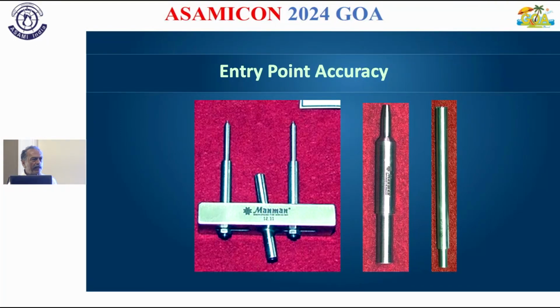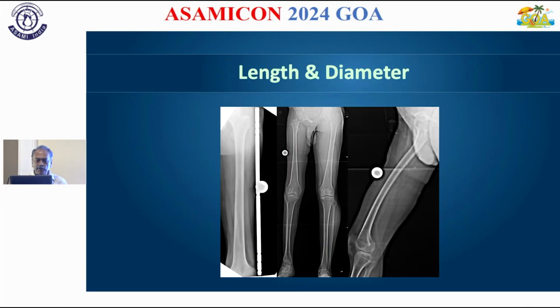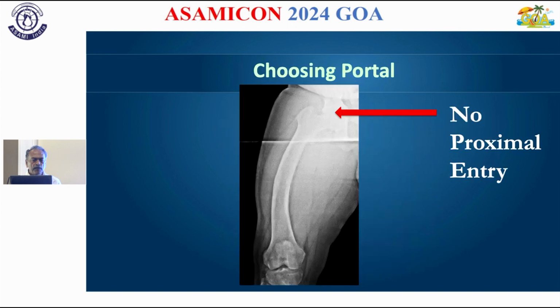For entry point accuracy, I have designed these jigs with the help of Manman. This is in the lower end of the femur, which will help to achieve the perfect ALDFA of 81 degrees, because the nail goes in the anatomical track, and this is the entire set designed by them for us. You have to look at the length and the diameter of the nail very carefully.